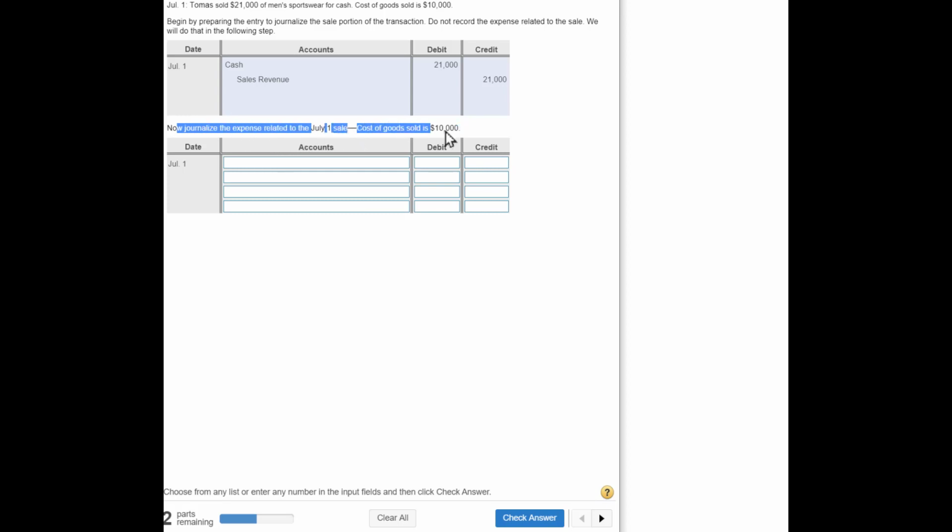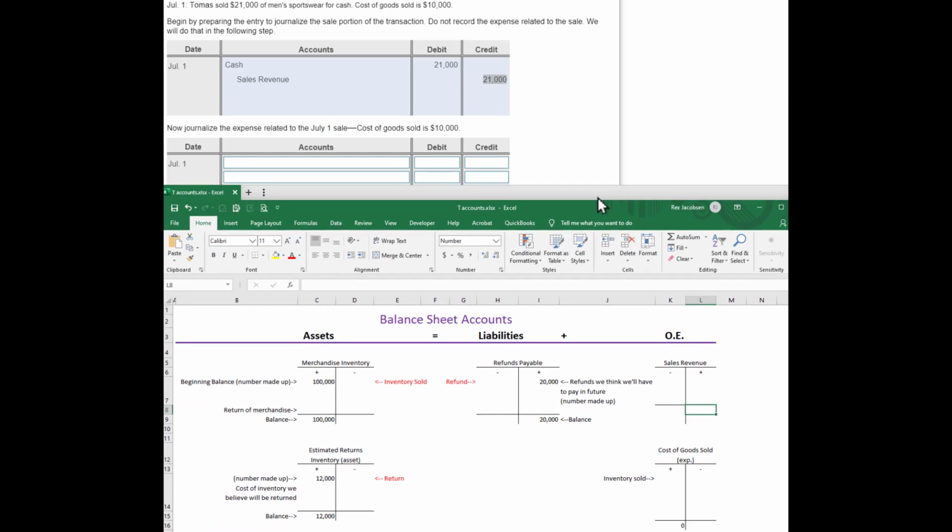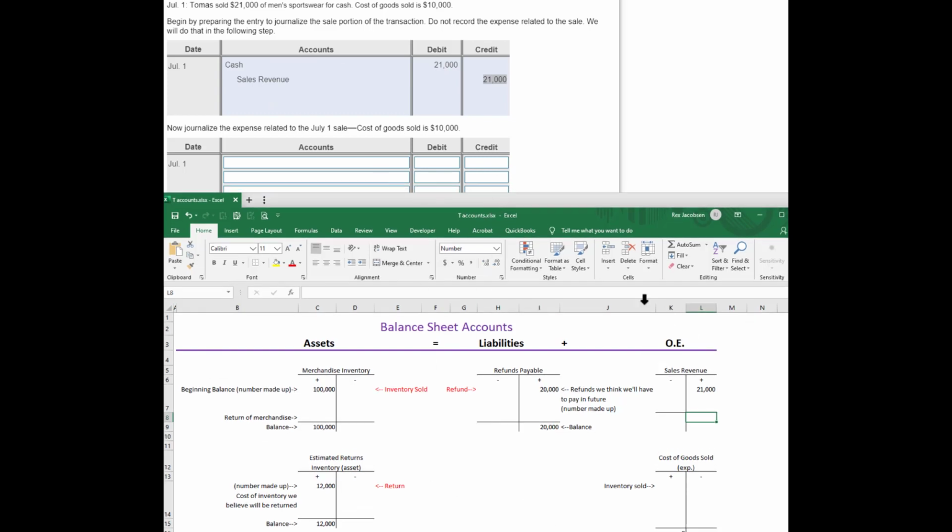All right, now journalize the expense related to the July 1st sale. Cost of goods sold is $10,000. So what this means is we sold something that cost us $10,000 and we sold it for $21,000. So if you wanted to post this $21,000 down to sales revenue, you could. And if you wanted to create a T account for cash, you could and post the $21,000 there. But I don't have T accounts for cash because most people understand that pretty well. Again, these T accounts are just to help us try to logic our way through the problem.